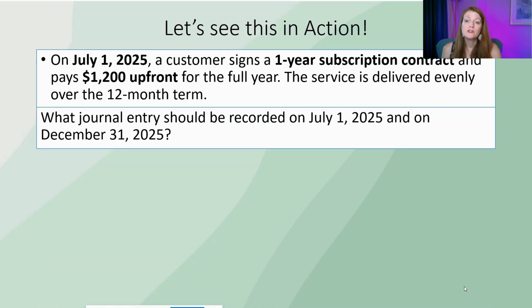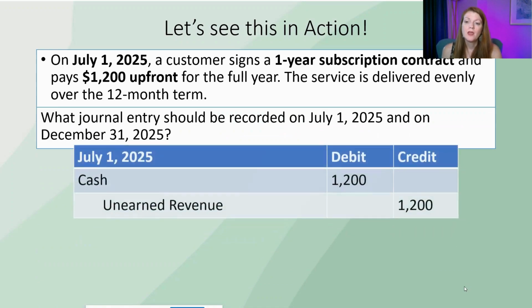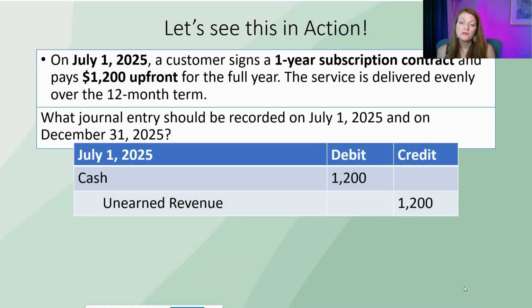Okay, so we know all that information, and we want to look and see what the journal entry would be. So the journal entry, assuming this started July 1st and we didn't record any revenue until December 31st. We just wanted to wait until the end of the fiscal year. So we would show, first of all, on July 1st, the cash coming in. We have to show the cash coming in even if we haven't done anything for it yet. So cash comes in at $1,200, and then it's a liability of unearned revenue. So we credit the liability unearned revenue.